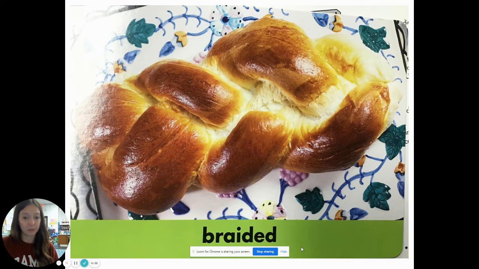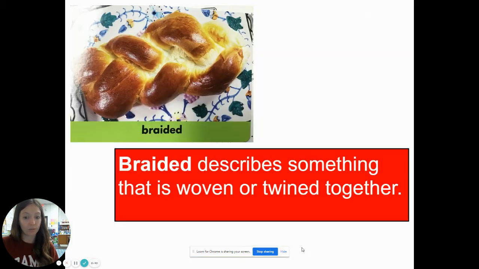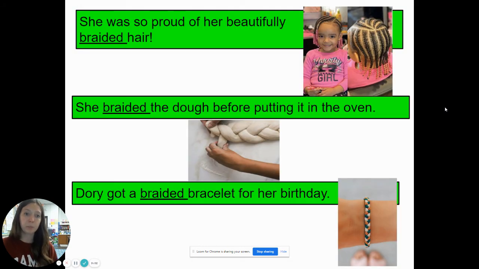It was already done. Something was already braided or it was already woven or twined together. So braided describes something that's woven or twined together. You can see that this loaf of bread has been braided right here because it has been woven together. They've taken the dough and they've kind of moved it before it was in the oven so that it forms a braid.